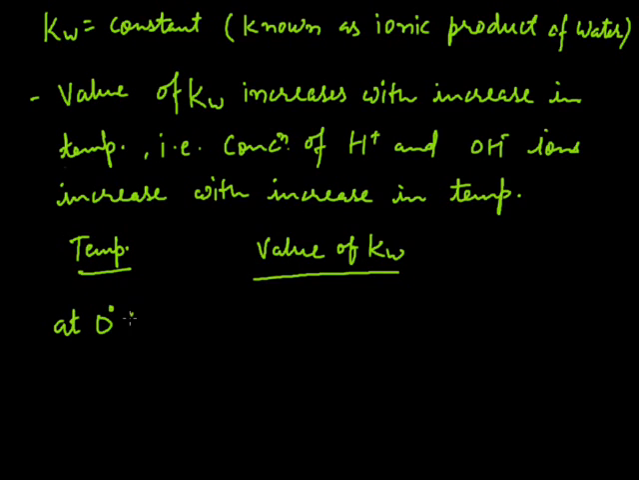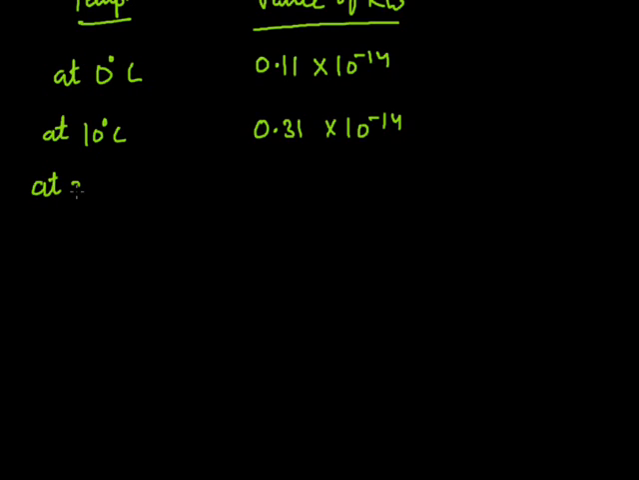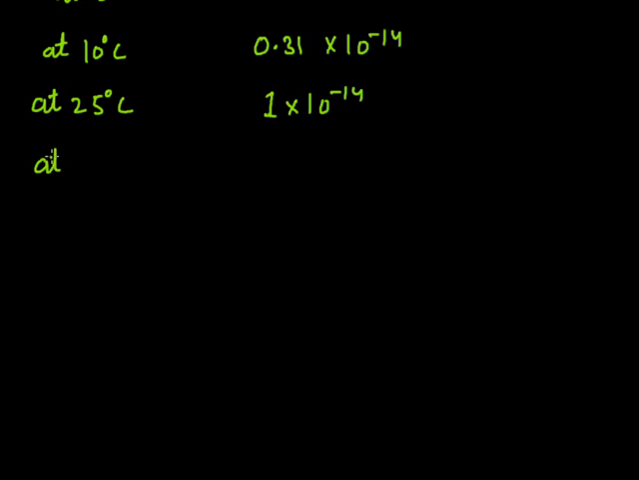At 0 degrees Celsius, the value of Kw is 0.11 into 10 raised to power minus 14. At 10 degrees Celsius, the value of Kw is 0.31 into 10 raised to power minus 14. At room temperature, 25 degrees Celsius, the value of Kw is 1 into 10 raised to power minus 14. At 100 degrees Celsius, the value of Kw is 7.5 into 10 raised to power minus 14.